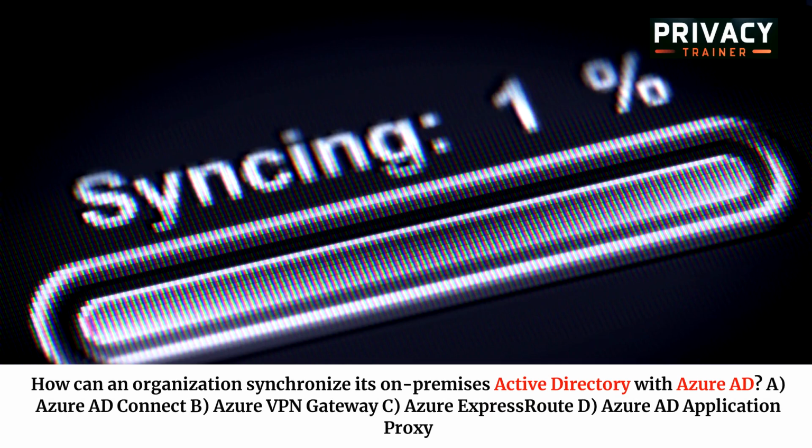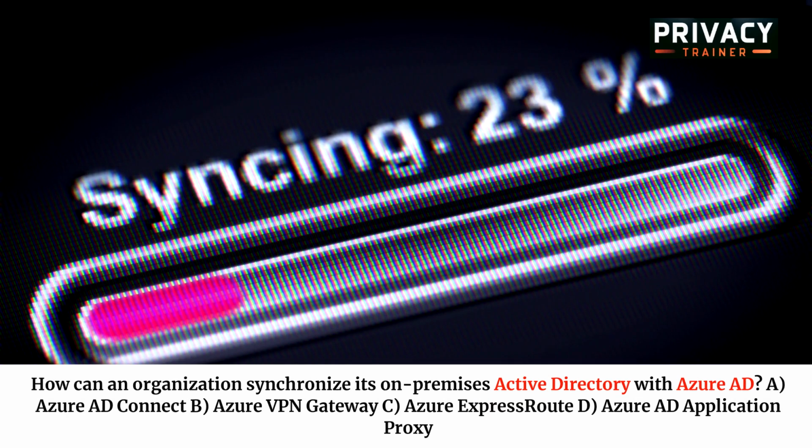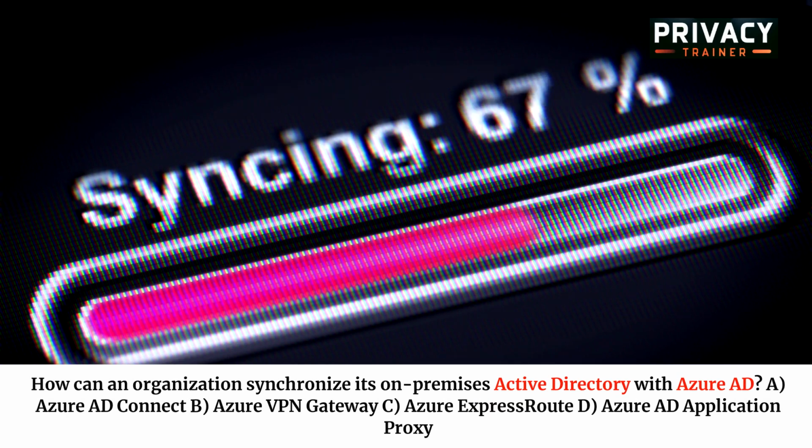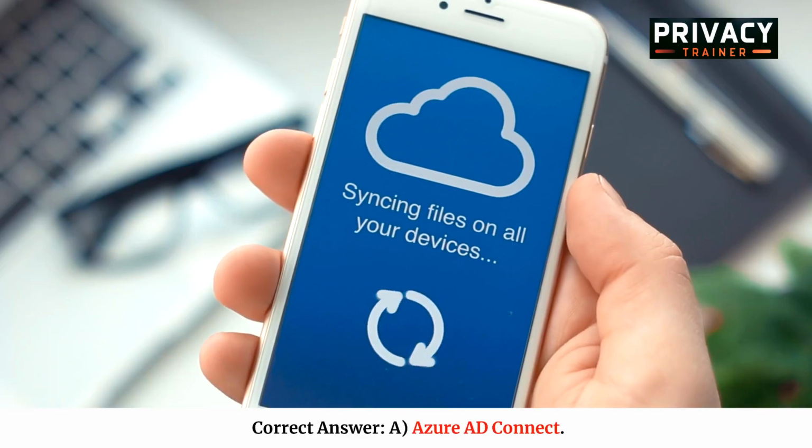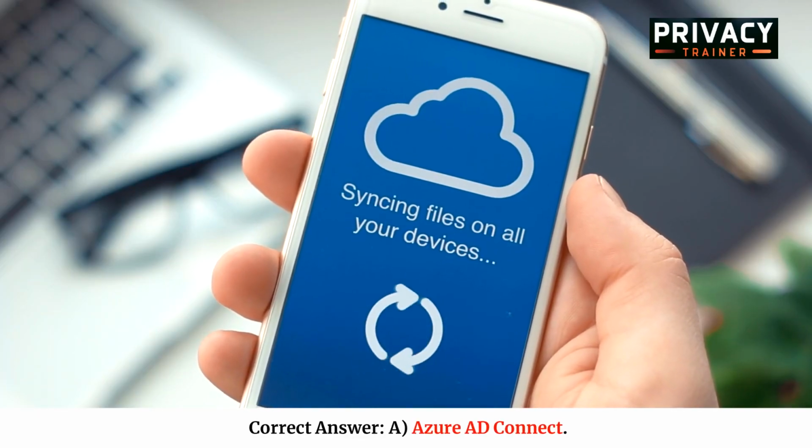How can an organization synchronize its on-premises Active Directory with Azure AD? A. Azure AD Connect. B. Azure VPN Gateway. C. Azure ExpressRoute. D. Azure AD Application Proxy. Correct answer: A. Azure AD Connect.